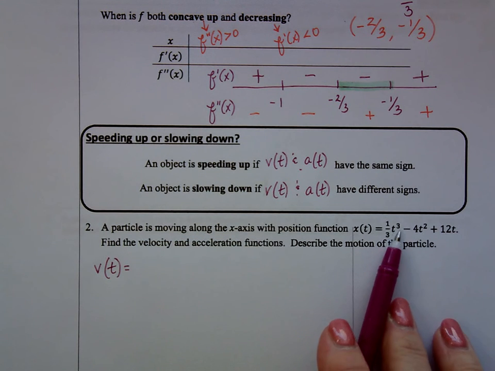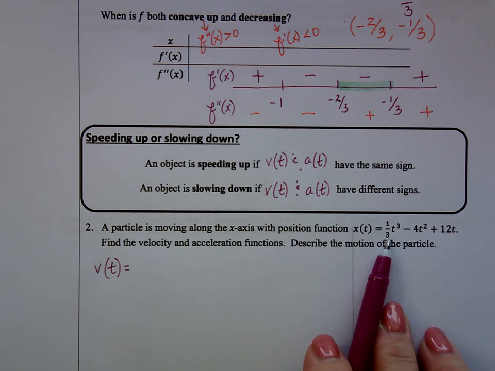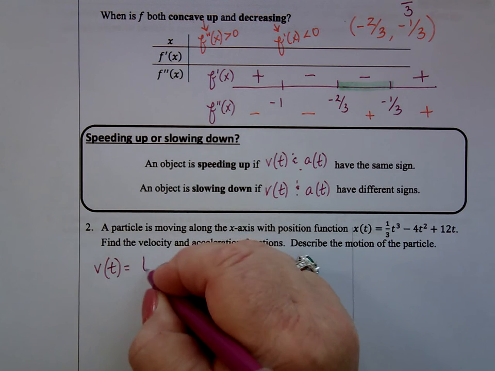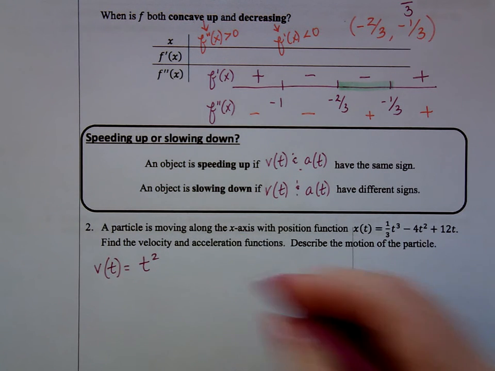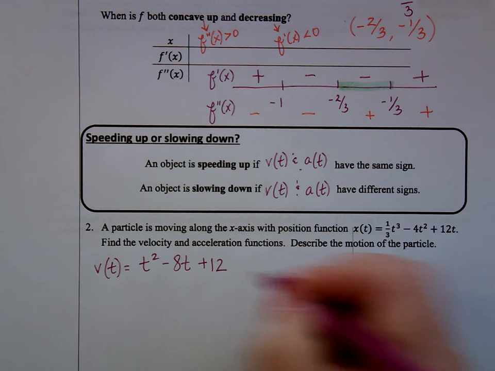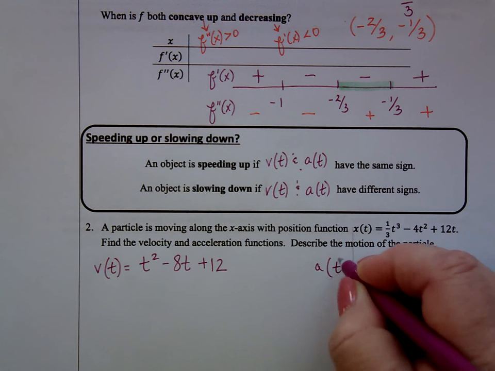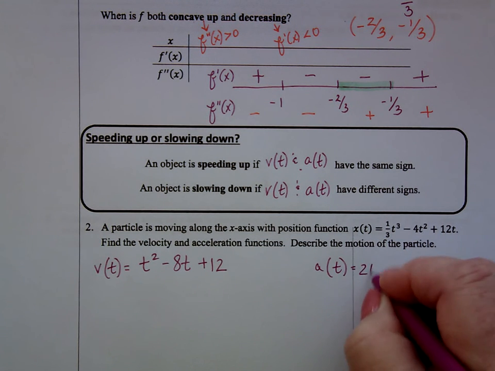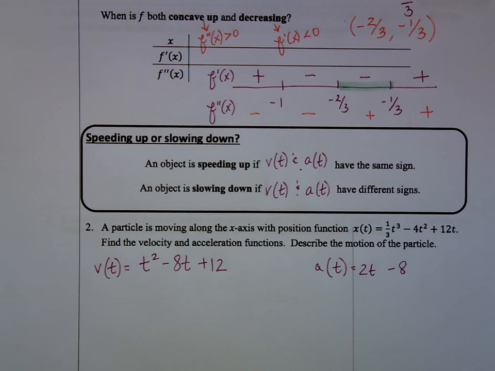all right, take the derivative. 3 comes down, 3 times 1/3. So I've got t squared minus 8t plus 12. My acceleration, take the derivative of that, 2t minus 8. I want to describe the motion. Well, that means I need to figure out what the sign charts are doing so I know when it's moving which way and how it's speeding up or slowing down.